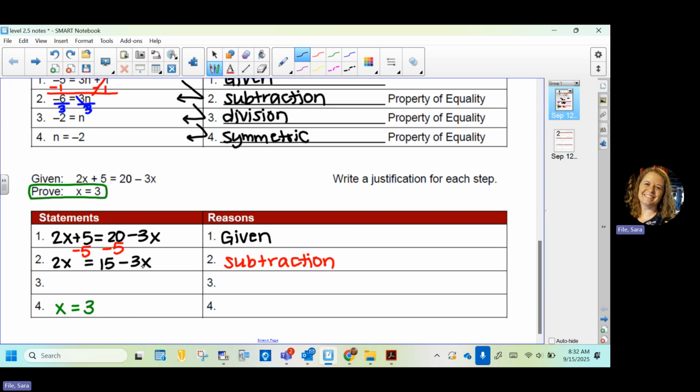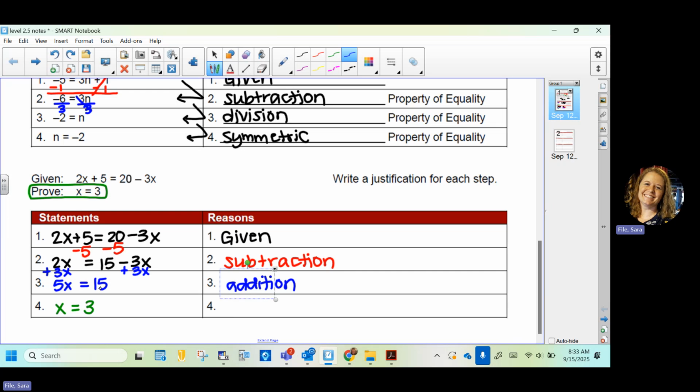Now what do I do? Not yet, because I've got x on both sides, don't I? I need to get the x's together. So if I moved the constant to the right, where do I need to move the x's? I need to move them to the left. So how am I going to move that? I'm going to add 3x. And again, you can show this. You don't have to, though. But this is addition property of equality. So that is 5x equals, and then that's just 15, right?